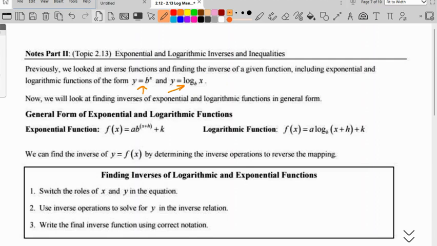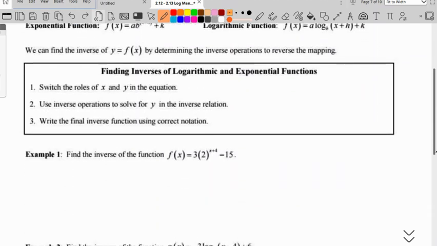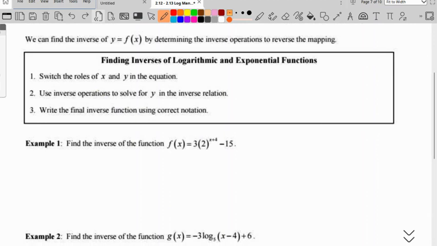So now they just want us to do some where we have the bigger, more general form of a logarithmic function. So we've got the general form of an exponential, f of x equals a times b to the x plus h plus k, and the logarithmic function f of x equals a times log base b of x plus h plus k. That's just where we're seeing all of the pieces that could be transformations of the function. And we're still going to proceed with the same regular steps to find the inverse. We're going to switch the roles of x and y, use inverse operations to solve for y in the inverse relation, and write the final inverse function using the correct inverse notation.